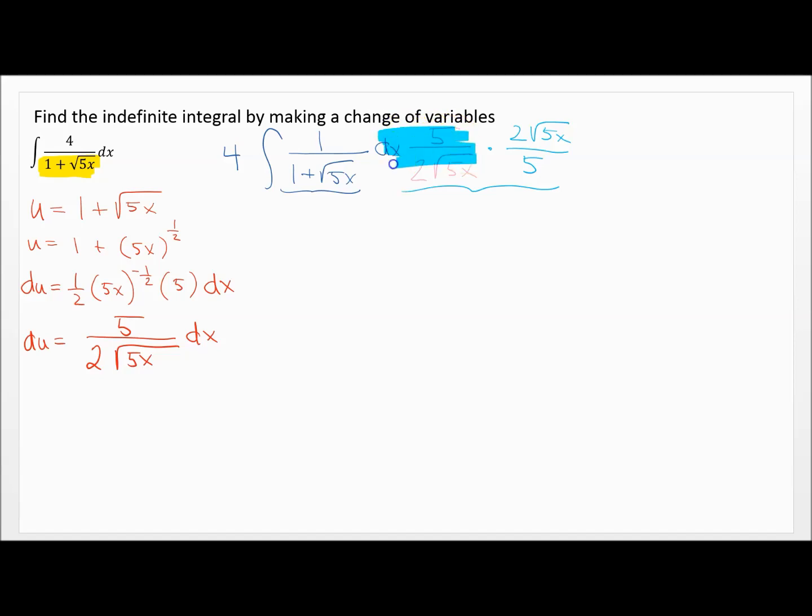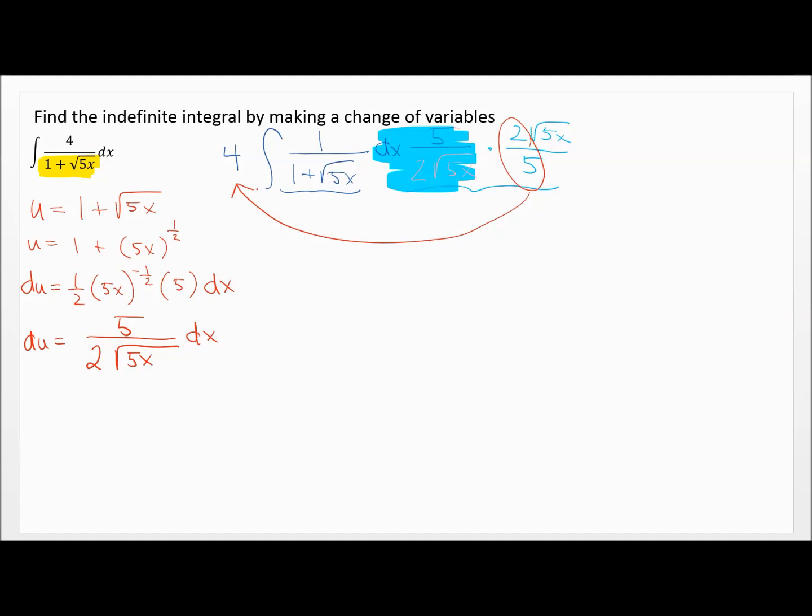This right here, highlighted, y'all, that's dx, right? 5 over 2 square root of 5x, that's dx. Now, the 2/5, I can just pull that out front. So this 2/5 right here, I'm going to move it out front and multiply the 4 by that. Remember that we pulled out a few minutes ago.